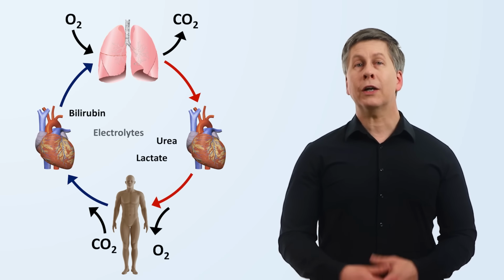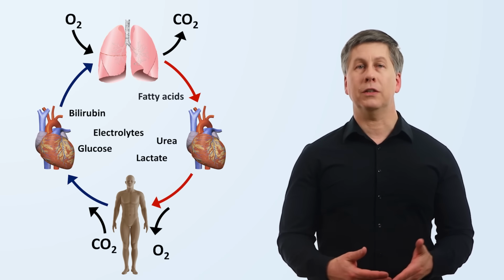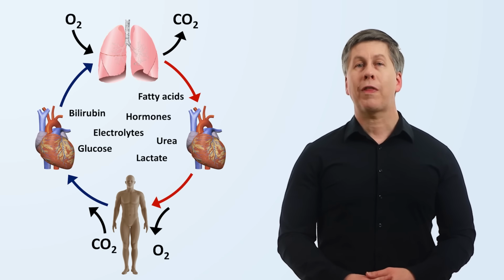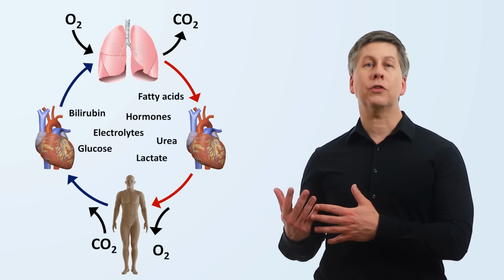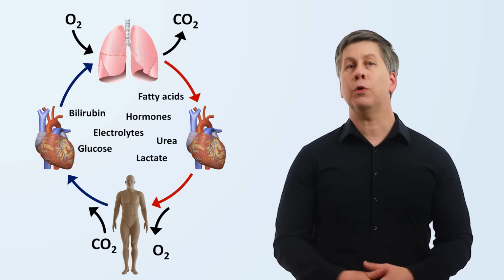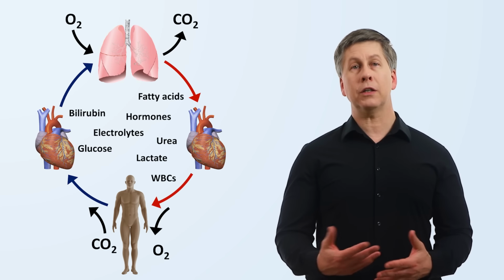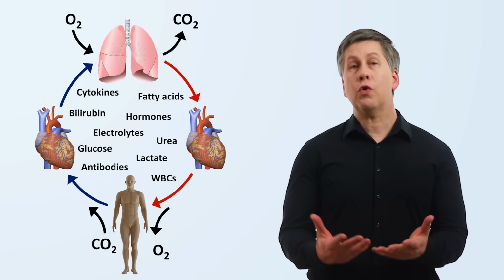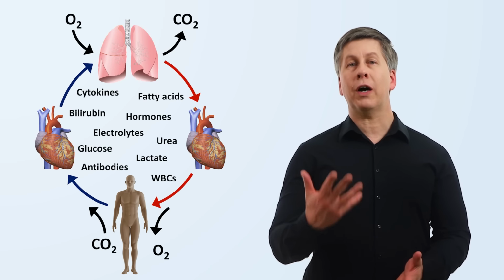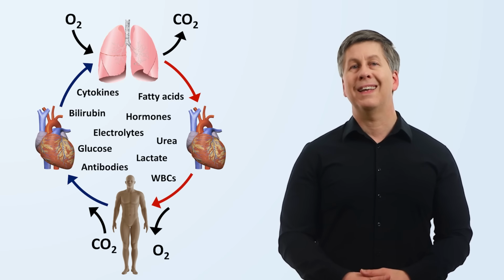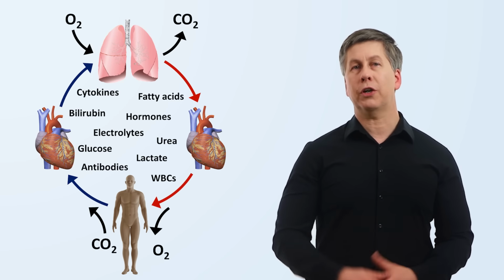Blood transports electrolytes, glucose, fatty acids, and it transports hormones like insulin and cortisol that allow one part of the body to send signals to another. And it carries essential components of our immune system, like white blood cells and proteins such as antibodies and cytokines. So, while it's true that the circulation of oxygen is the single most important function of the heart, it is far from the only necessary one.